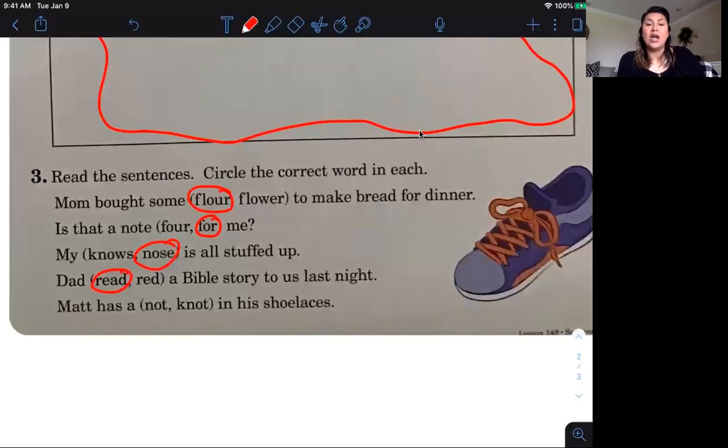Matt has a knot in his shoelaces. That's why the sneaker's there. Or Matt has a knot, like in not, K-N, in his shoelaces. Which one makes sense? Not, like I will not go outside and play today, or not, like a knot, when something's tied up and it's hard to get out, like laces, right? Good job.